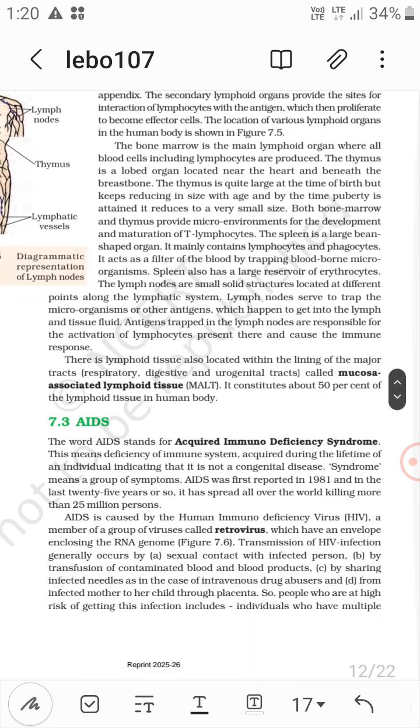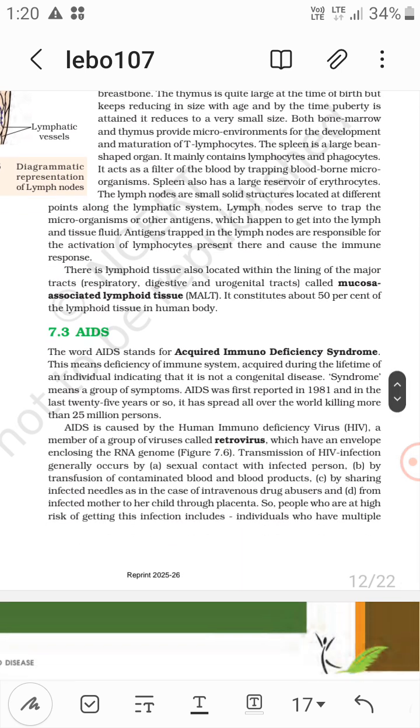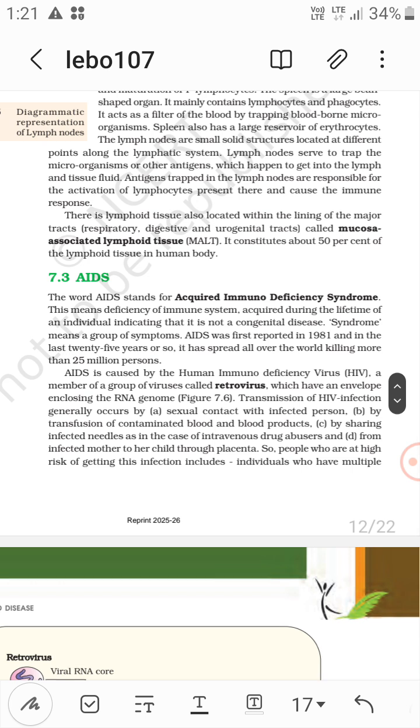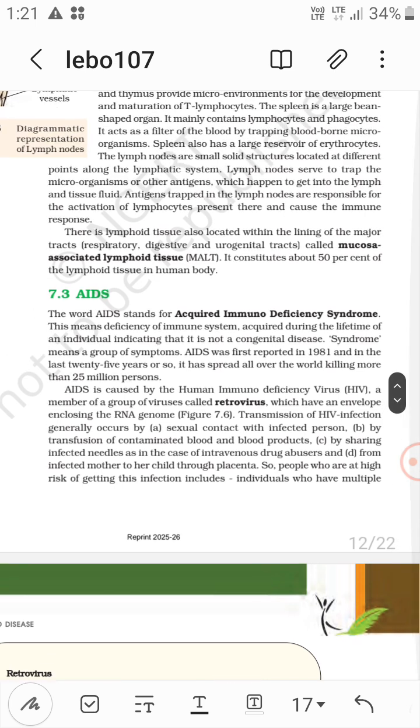B lymphocytes and T lymphocytes get activated by trapping the antigens in the lymph nodes. There is also lymphoid tissue located within the lining of the major tracts, that is respiratory, digestive and urogenital tracts, called mucosa associated lymphoid tissue, that is MALT. It constitutes about 50% of the lymphoid tissue in the human body.